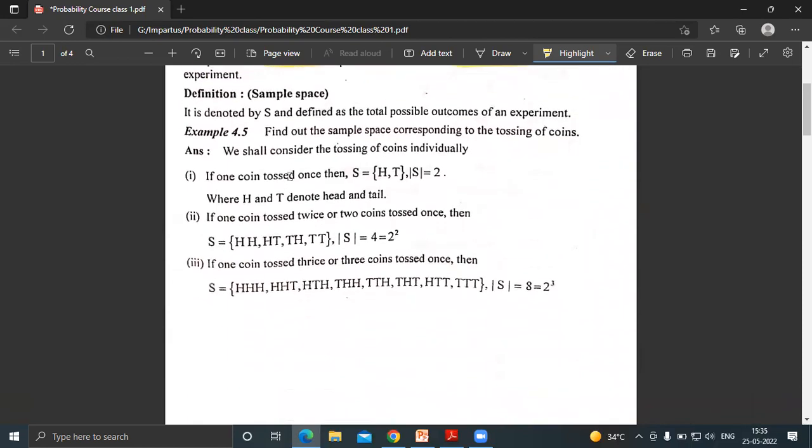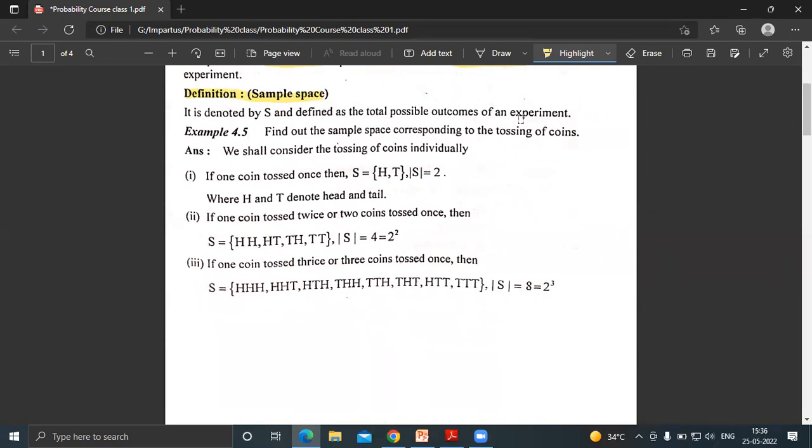And so we come to our definition of sample space. Sample space is denoted by capital S, and it is defined as the total possible outcomes of an experiment. If we write all outcomes in one set, it is known as the sample space.